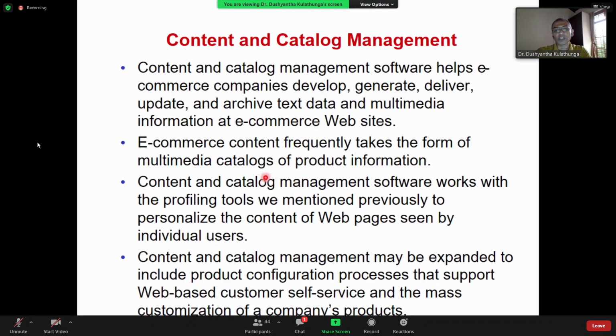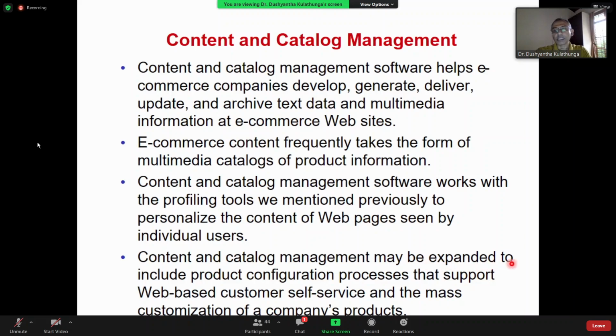So what is to be displayed on the particular website is supported by or facilitated by content and catalog management software. Therefore, this software can work with profiling tools, which can access the individual preferences of users and then provide the personalized content, which we highlighted earlier. So content management software will have to work together with profiling tools to identify the personal requirements and then display the relevant content for individual users.